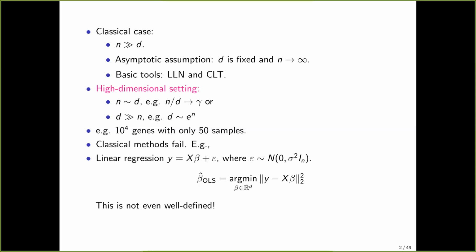It has optimality properties. Does anyone know, is it a good estimator? It's the MLE, but yeah. Okay, the best linear unbiased estimator.